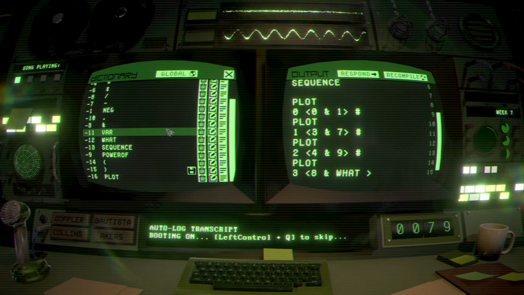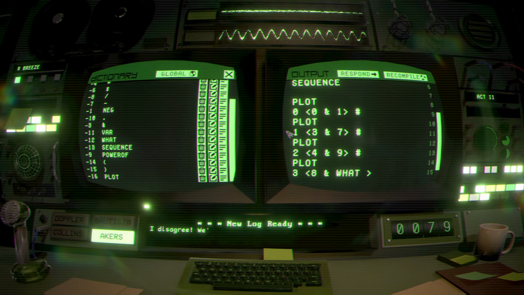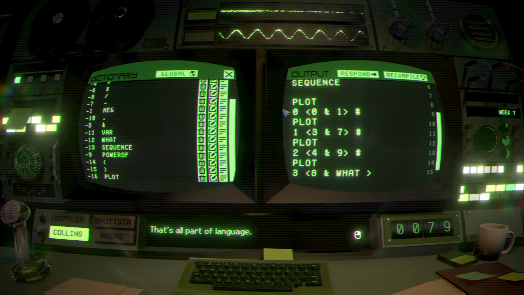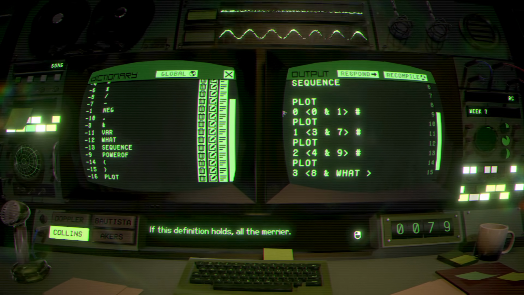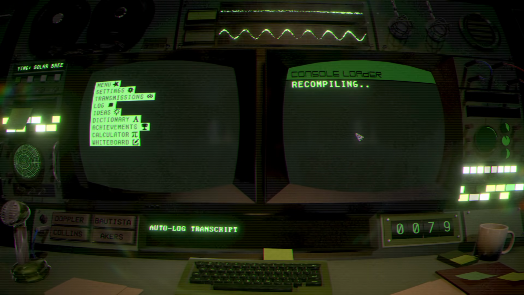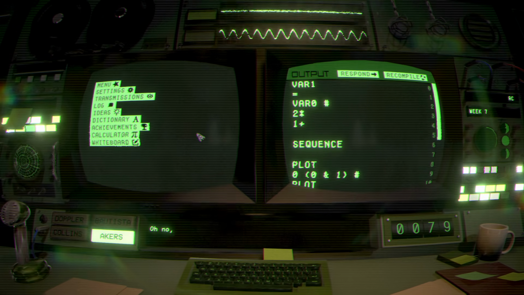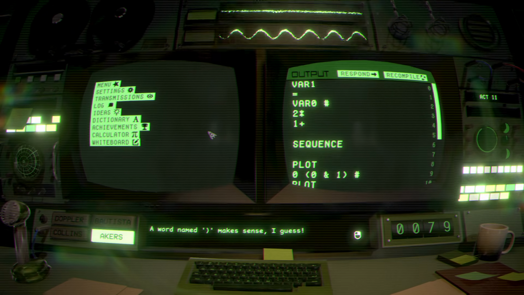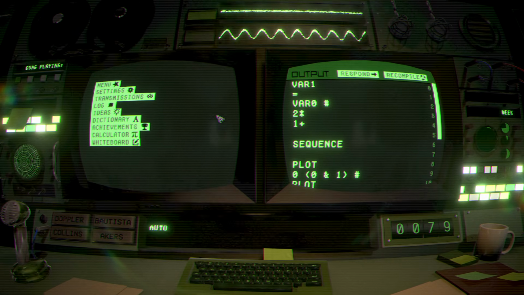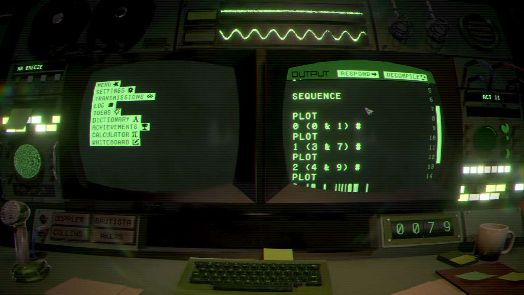Because now they're gonna. Not a word. Does it have to be? No, it doesn't. I disagree. We're building a vocabulary or not, but formatting, structure, syntax, it's all part of language. This definition holds, all the merrier. Yeah, I think this is correct. Dr. Akers, you're usually quiet. Oh no, I've said my piece. A word named right parenthesis makes sense, I guess. What a diva. Got that right. Yeah, I see where he's coming from, but it makes sense for what we're doing here.